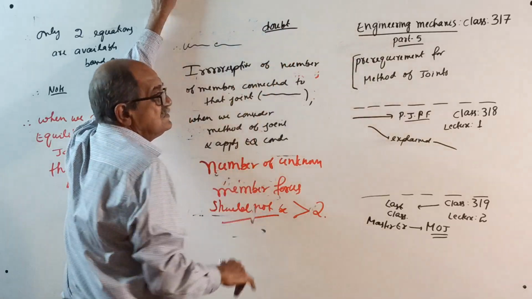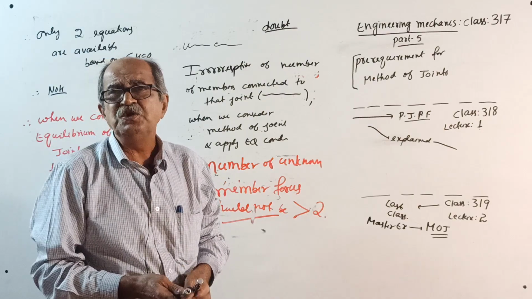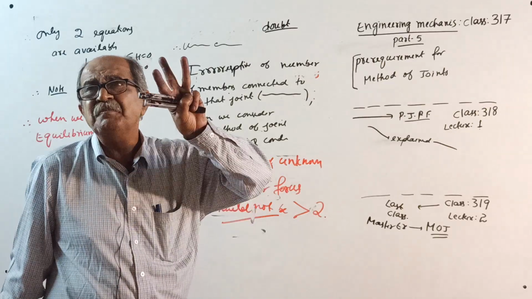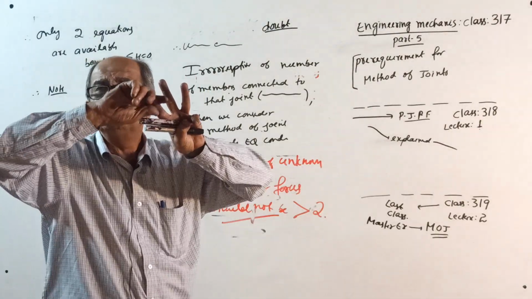Somebody may say, sir, there are 3 members acting there. Which 2 do you have to take as unknown? Not which 2 you have to take as unknown, you have to consider all members. If 3 members are there, the force in one of them should already be known.